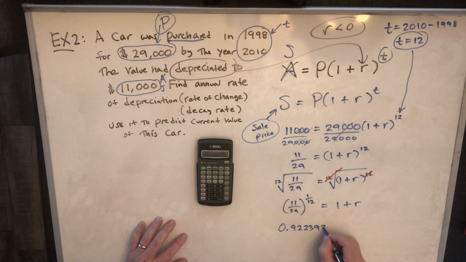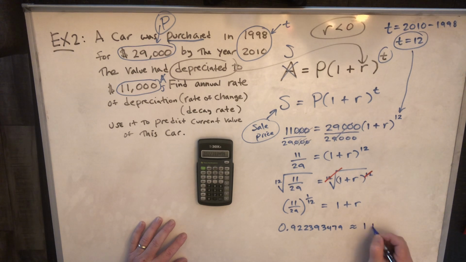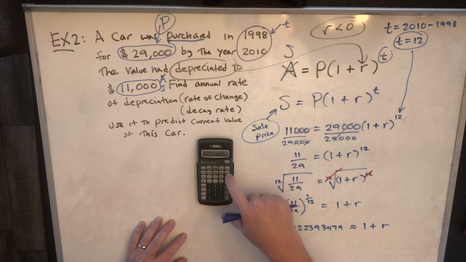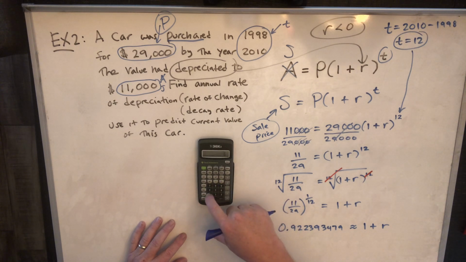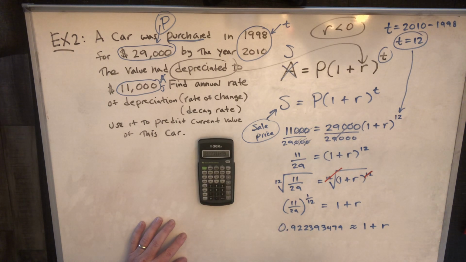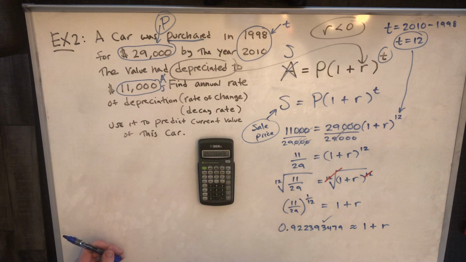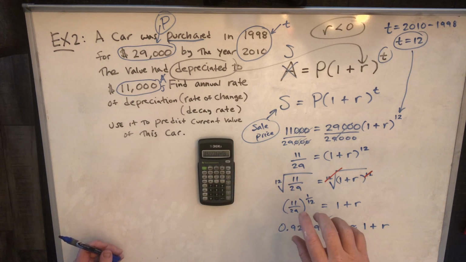0.92239 3479. Let's try that one more time. 11 divided by 29 raised to the 1/12. Yep, there we go. Check that. Double, triple check that's true. All right.